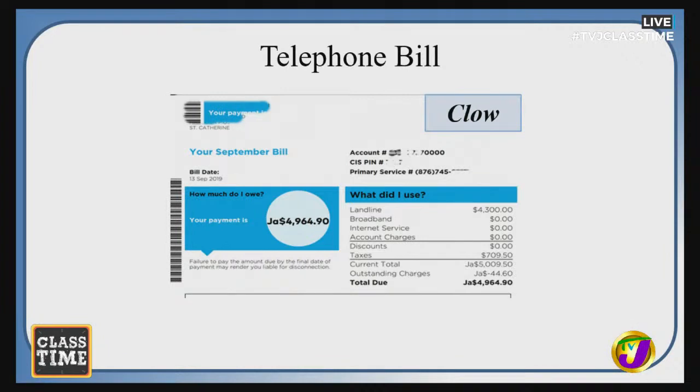So we need to examine our bills carefully. And whatever is presented there, as consumers, we have to ensure that we know what is there and understand why it is there. Yes. Okay, fair enough.